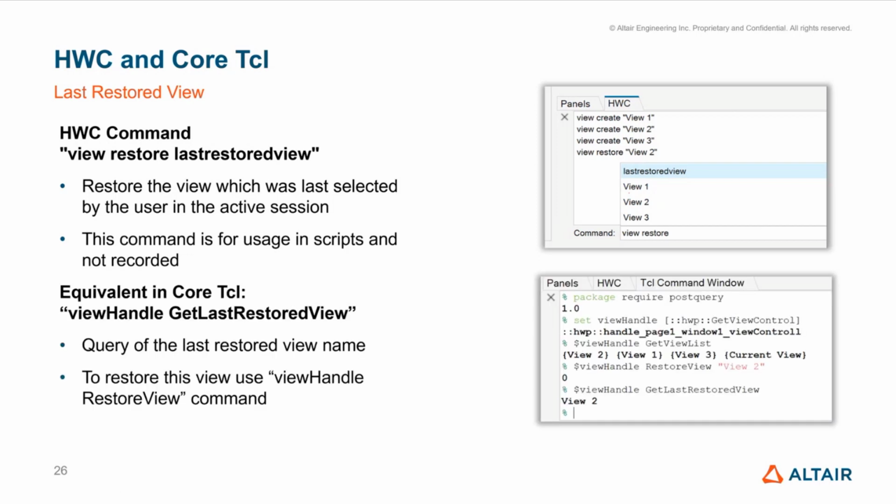In addition, we also have the equivalent in the core Tcl API. Here it's on the view handle, you get the last restored view. And you can get the name and then use the view handle again to restore it.